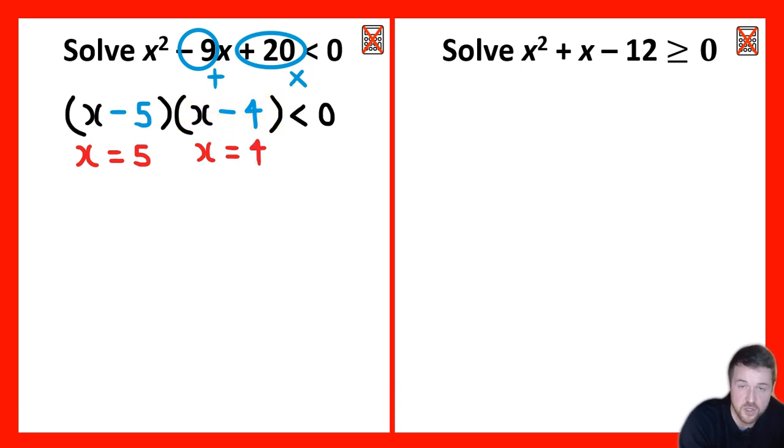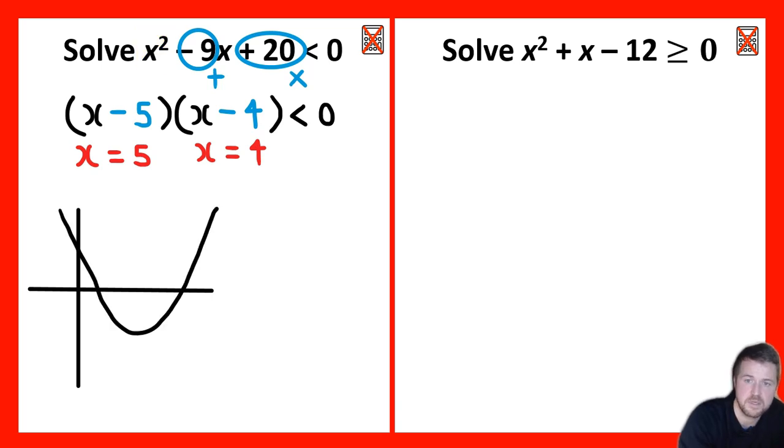To determine the solution, it will be easier if we have a sketch of the graph, so that will be the next step. The quadratic has a positive x squared term and has roots 4 and 5, so we'll look something similar to this. Use dashed or dotted vertical lines going through the critical points of 4 and 5. This will now help us to visualize the regions where the inequality holds true.